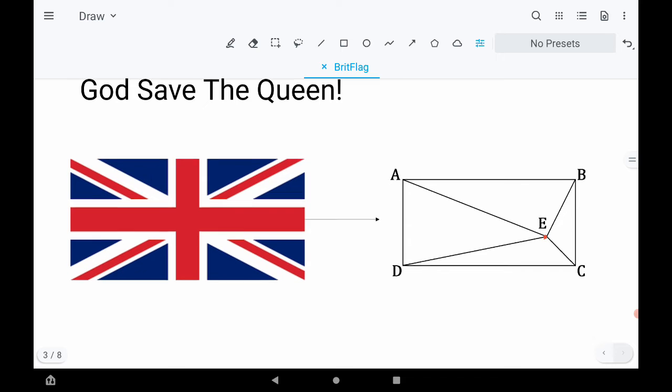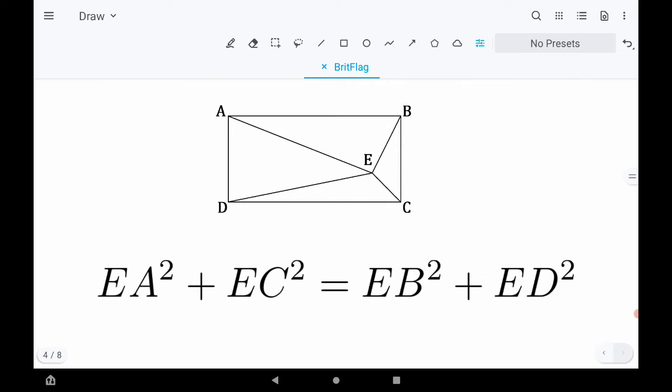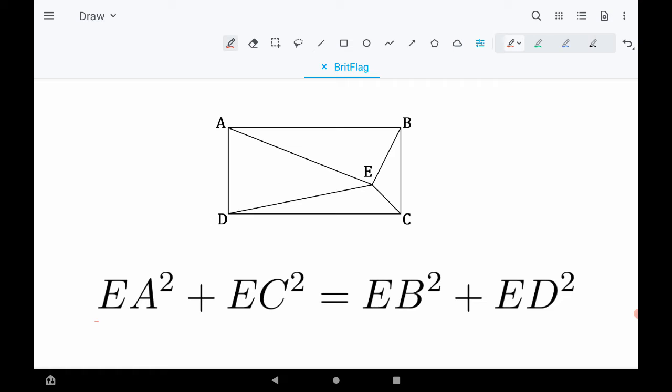So let's move on to the actual theorem. We have our configuration again, and the equation for the theorem below. The theorem states that EA squared, so EA is our segment right here, plus EC squared, EC is our segment right here, is equal to EB squared, EB is the segment right there, plus ED squared. ED is our segment right there. So opposite sides, the lengths of them squared, the sum of them, they're equal. It seems very intuitive, and let's get to proving it.